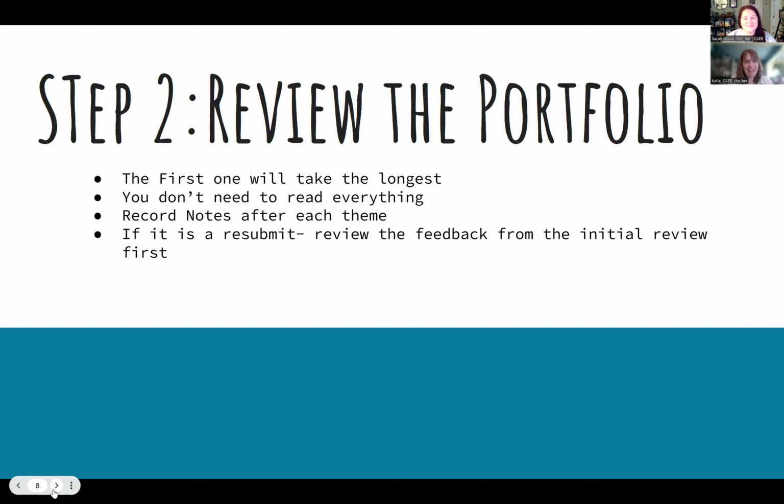Step 2, dive in. You get to review the portfolios. In general, know that the first one will probably take you the longest. But remember that you don't need to read everything in a portfolio, especially with the master portfolios. They can sometimes be 150 or 200 pages long. That's a lot of material. While it's easy to miss things, it's also important that once you see a competency, you don't need to keep reading. You can see it, write your comments on there, and keep going and start looking for the next one.